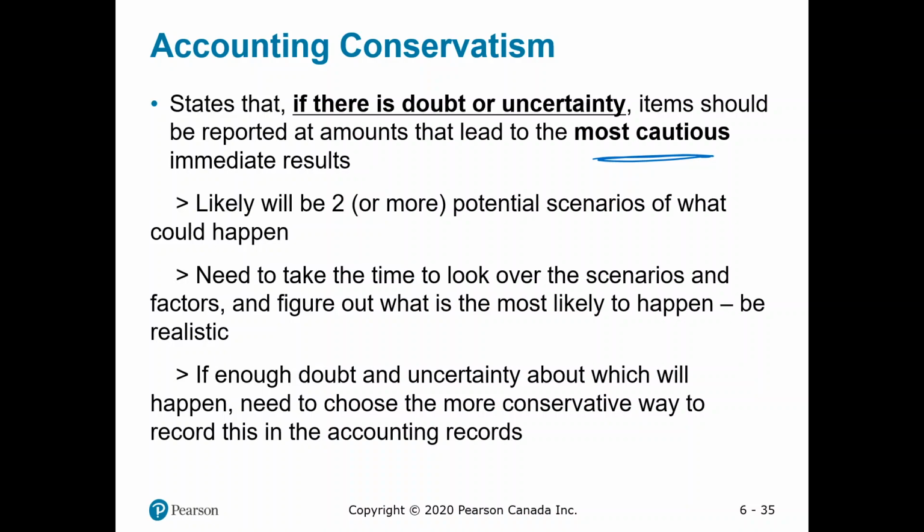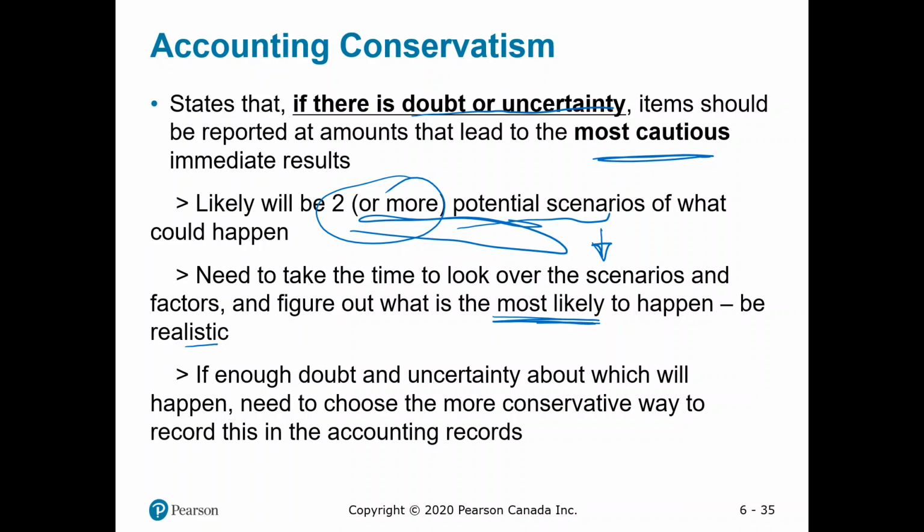So this is talking about situations where there's uncertainty and there are two or more potential scenarios that could happen. So we know in life there's times when we don't know what's going to happen in the future, and there's this doubt or uncertainty. So if you come across this and you've got two potential scenarios, you would need to look over these scenarios, consider the facts, what's going on, and try and figure out what you think is most likely to happen. So be realistic based on the facts in those circumstances and figure out what's most likely.